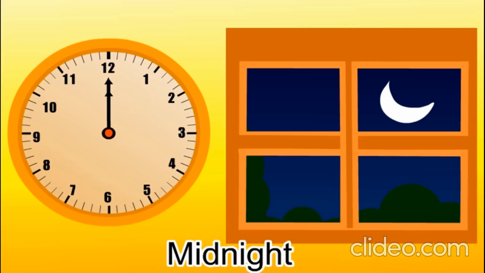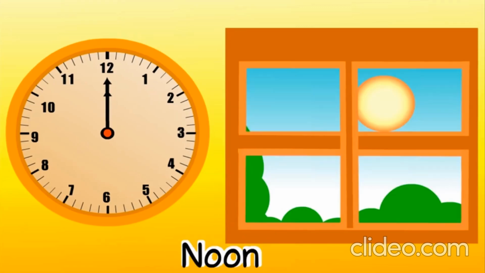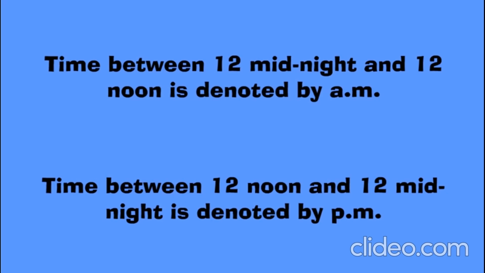See, this is 12 o'clock midnight. This is 12 o'clock afternoon. That means we read this as 12 noon. Time between 12 midnight and 12 noon is denoted by AM. Time between 12 noon and 12 midnight is denoted by PM.